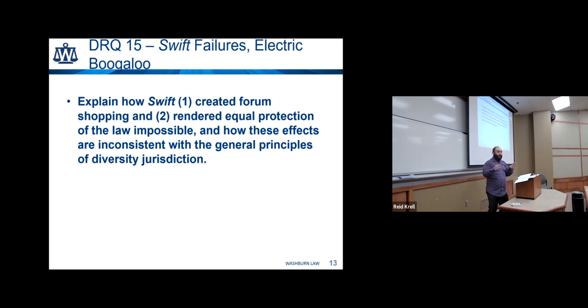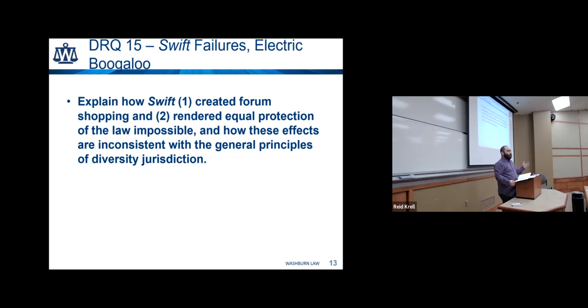This is so important that I'm wishing I had my marker again so I could put it on the board for you. Forum shopping. Forum shopping is when choosing the court changes the outcome of the case. Now, that is broader than just the issue that we see under the Swift regime.